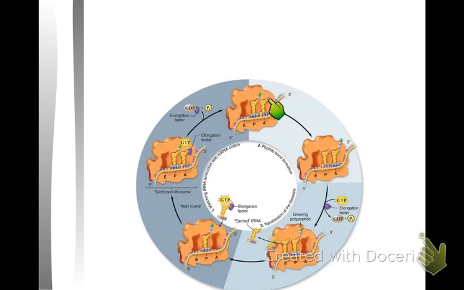This polypeptide moves over to the A site, so now we have three. And as the RNA is being fed, it's going to kick the empty tRNA out of the E site, and now you're ready to go for a new tRNA. And it does that over and over and over again.